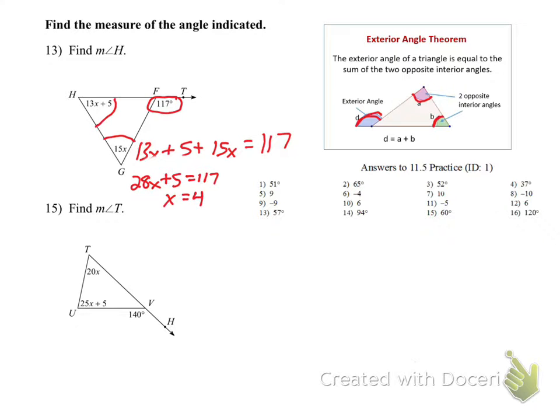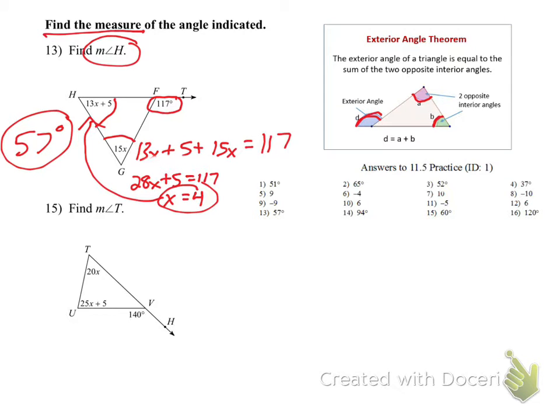Even though I have x equals 4, the directions say find the measure of the angle indicated. I need to find measure h. So I'm going to take this x equals 4 and just plug it in. So 13 times 4 plus 5. 13 times 4 is 52, plus 5 would be 57 degrees. And that is your final answer.